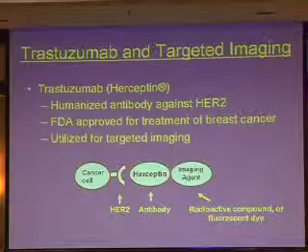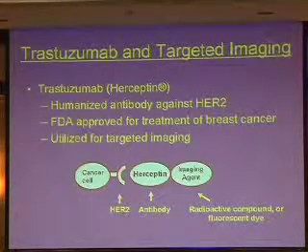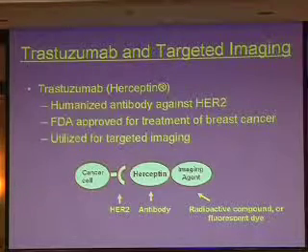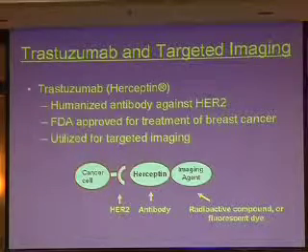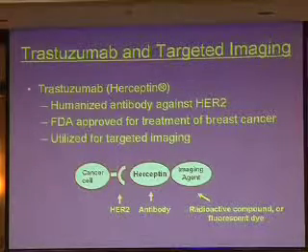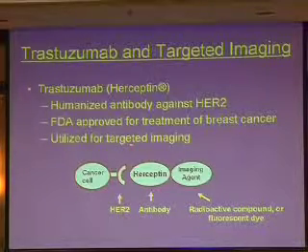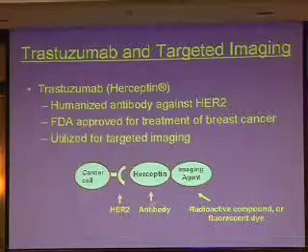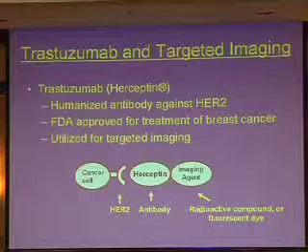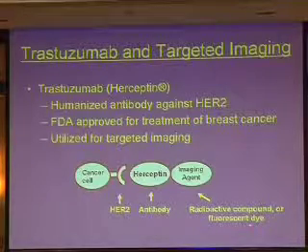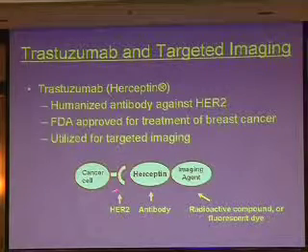So in 1998, a humanized antibody that can specifically bind to and block the HER2 receptor was developed and subsequently became FDA approved for use in the treatment of breast cancer. In addition to treating breast cancer, several research groups have utilized it for what is known as targeted imaging, in which they take the Herceptin antibody and conjugate it to an imaging agent, which is either a radioactive compound or some type of fluorescent dye. Once they have this conjugate, they can then target cancer cells that express the HER2 receptor.